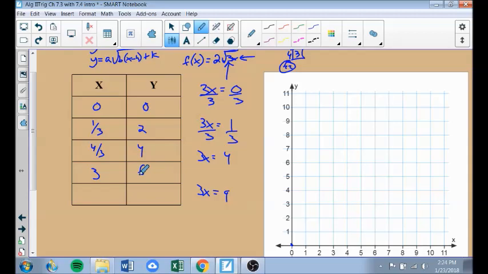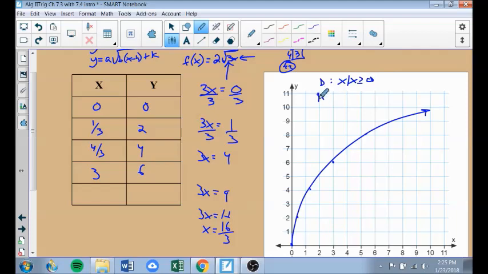Now I'm going to go to 1/3, comma 2, 4/3, comma 4, 3, comma 6. I could keep going now. So like the next perfect square is 16. So 16/3 is what? 5 1/3. And I'll go up 2 more to here. That's enough. Square root function. Domain: x such that x is greater than or equal to 0. Range: y such that y is greater than or equal to 0.